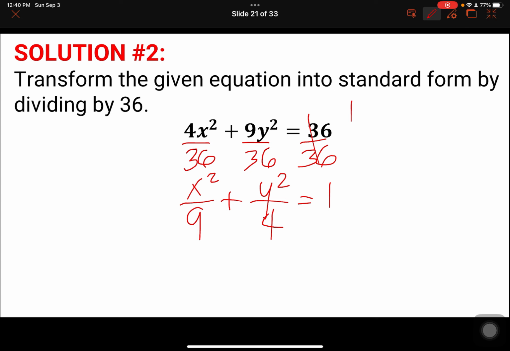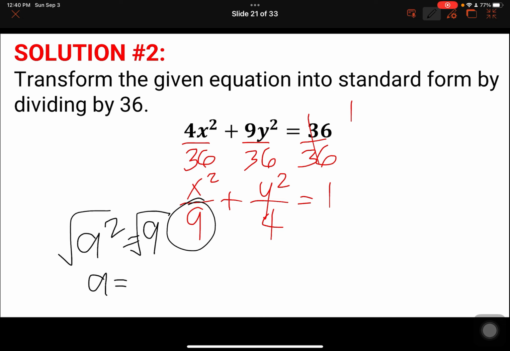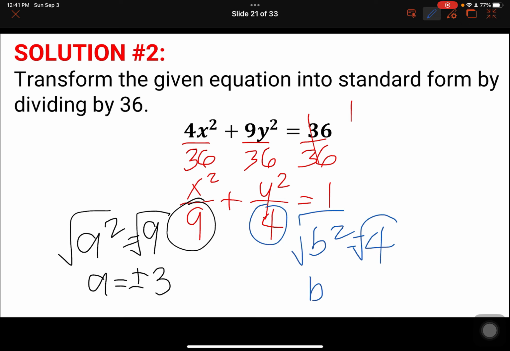So, remember, a is equal to 9, so a squared is equal to 9. Therefore, taking the square root of both sides, a becomes positive, negative 3. Next, b squared is equal to 4. Taking the square root of both sides, we get b equal to positive, negative 2.